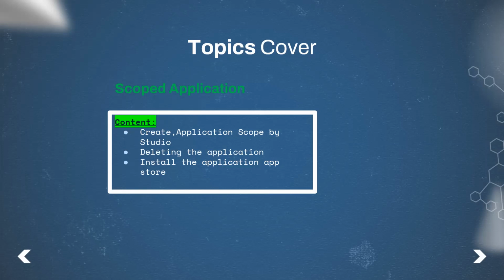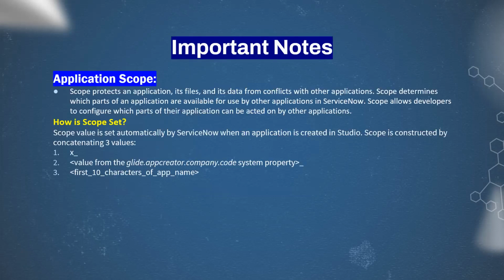So let's get into the other four. These are the important topics, the major details. The scope protects an application, its files and its data from conflicts with other applications. Scope determines which parts of an application are available for use by other applications in ServiceNow. Scope allows developers to configure which parts of their application can be accessed by other applications.